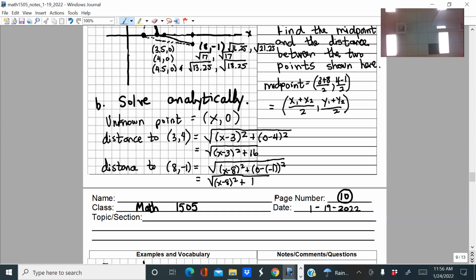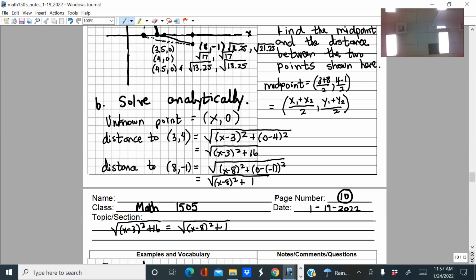Now, here's the key thing, right? We want these two distances to be what? Equal. So we're going to just force them to be equal to each other. I'm just going to set them equal to one another. So I have the square root of x minus 3 squared plus 16 equals the square root of x minus 8 squared plus 1. So see, I noticed that process, right? Very common in algebra and also in calculus. So it's going to be common in here as well, right?